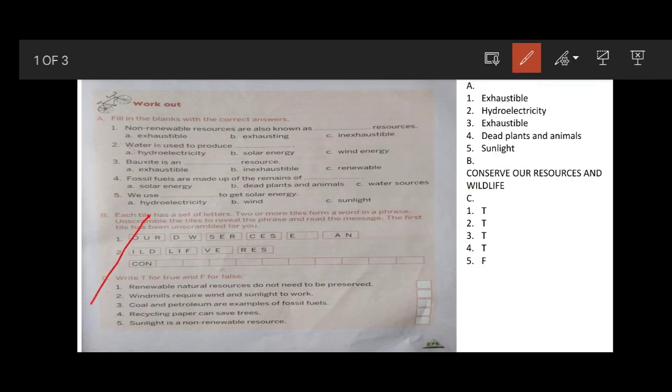Exercise C, question number 1, it is true. Question number 2, the sentence is true. Question number 3, again the sentence is true. Question number 4, it is also true. And question number 5, it is false, because sunlight is a renewable resource.